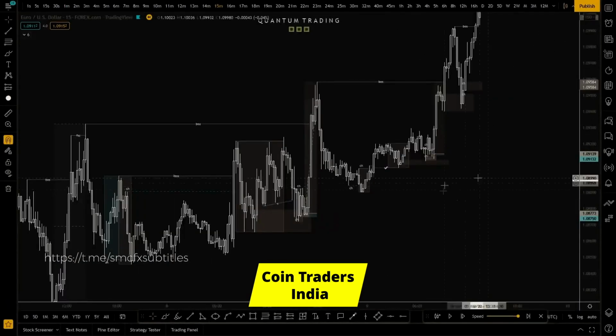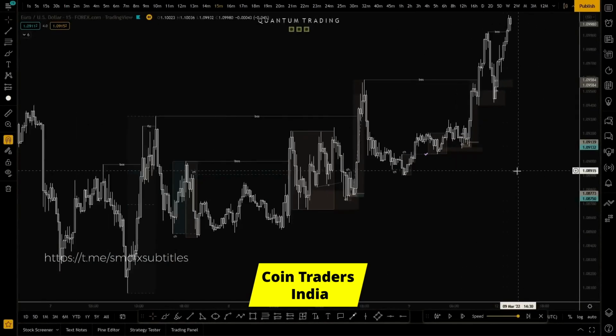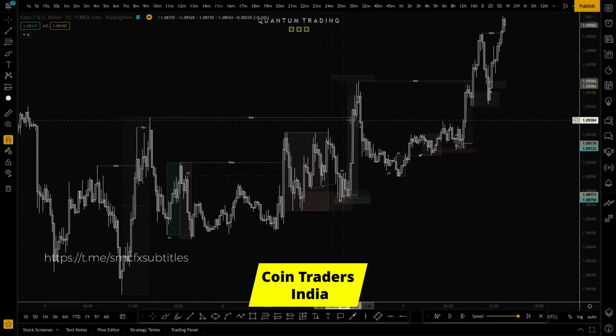So what we can see here now is that once again we've had a breaker structure to the topside right here. We put in a new higher high. At this point here, sorry, this would have been the protected low once we've broken above this point here. And then price started to pull back down here now.